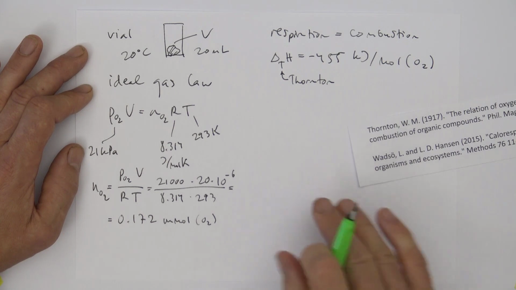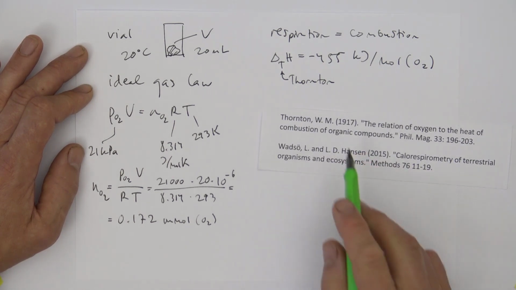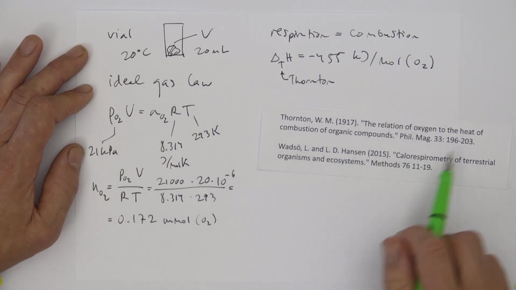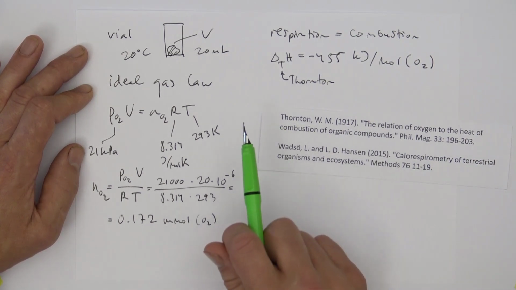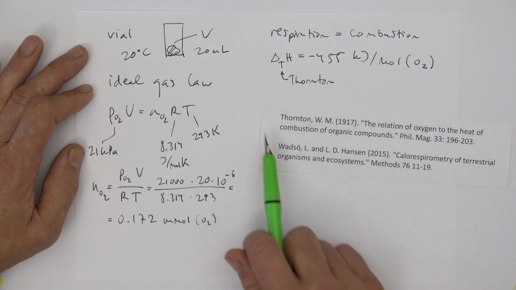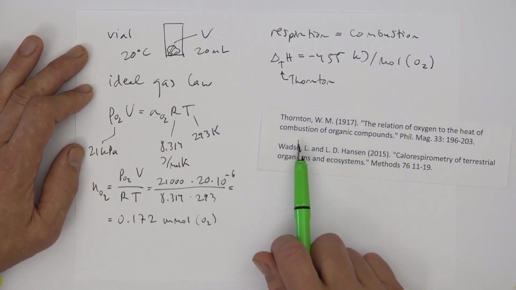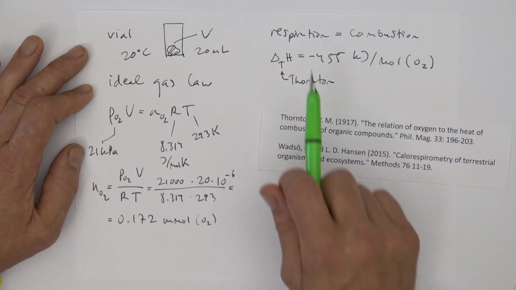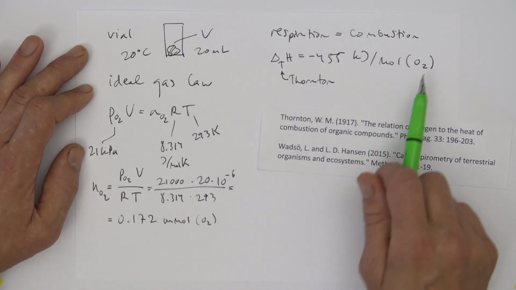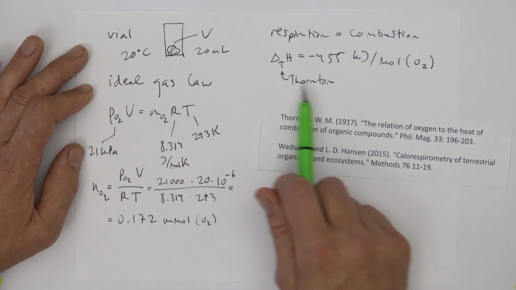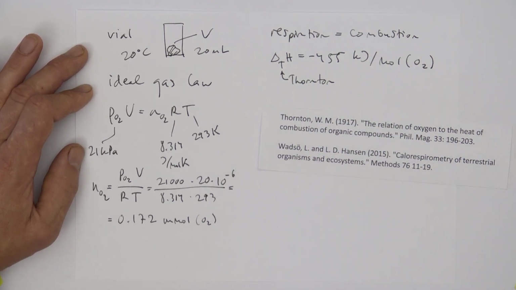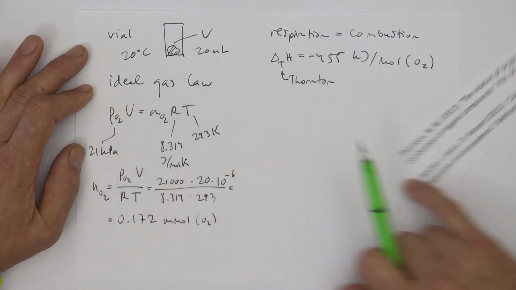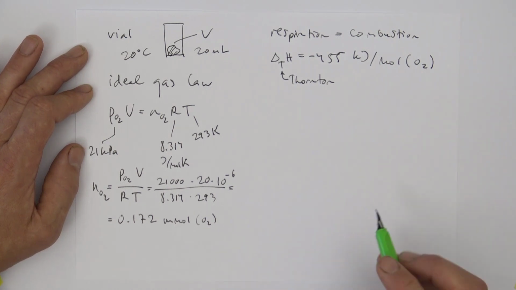His original publication is from 1917, The Relation of Oxygen to the Heat of Combustion of Organic Compounds. He essentially found out that all, or nearly all, organic compounds, when they are combusted or respired with the help of oxygen, will produce similar amounts of heat per mole oxygen. And this is very useful for us. This other paper shows how one can use Thornton's constant in calculations in biological calorimetry.